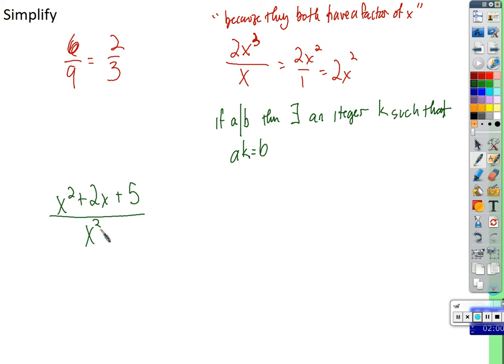No. No. Because 5 does not have a factor of x. Okay. So what our eye jumps to is we would like to cancel out maybe this x squared with this x squared. Okay? But that's what this is all about. Every time you just cancel out this x squared and this x squared, then kitten weeps.